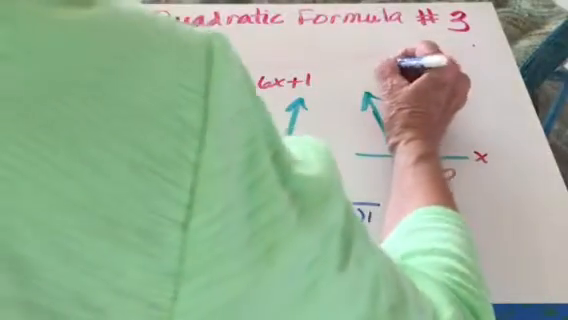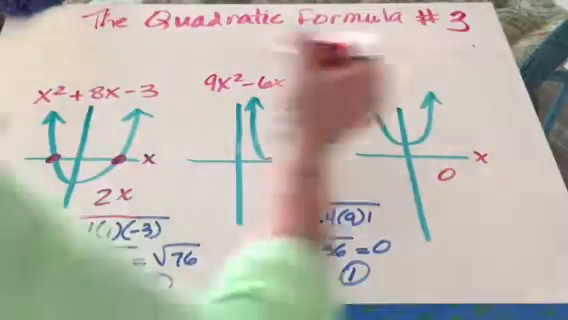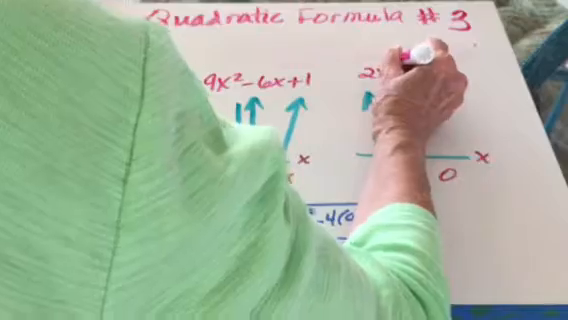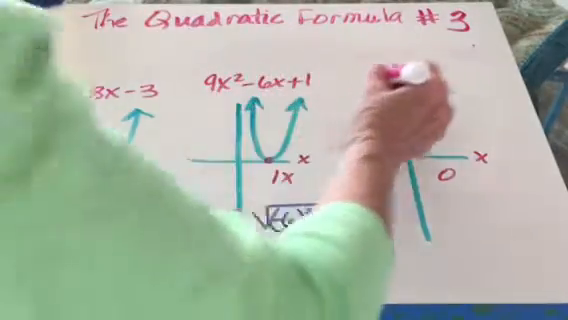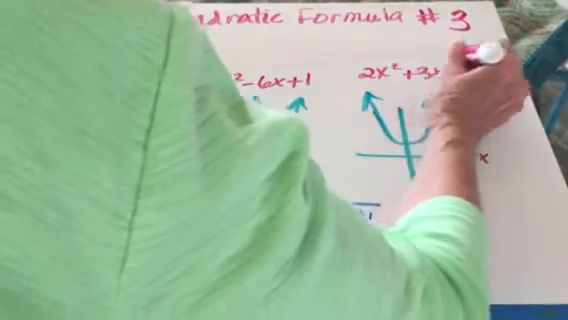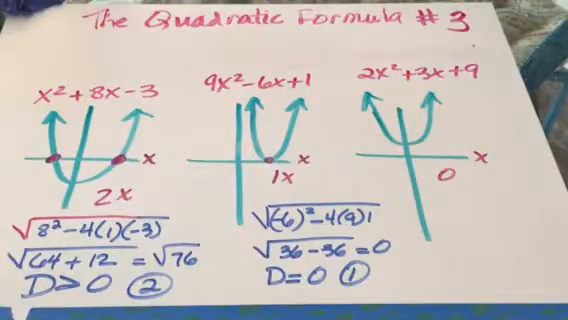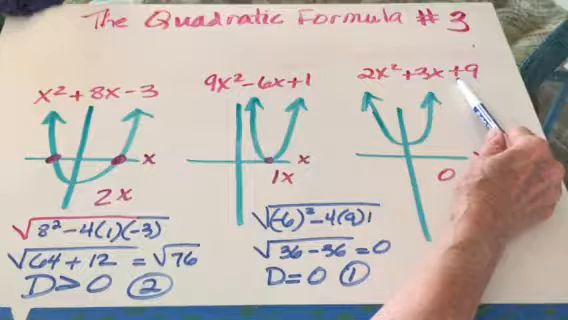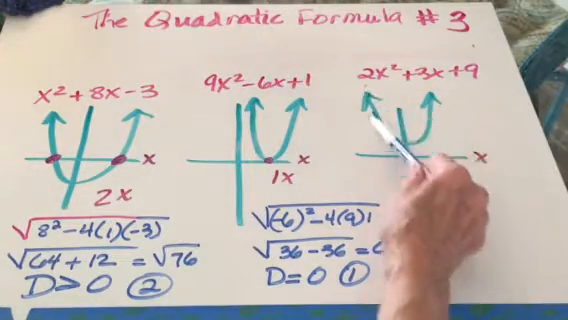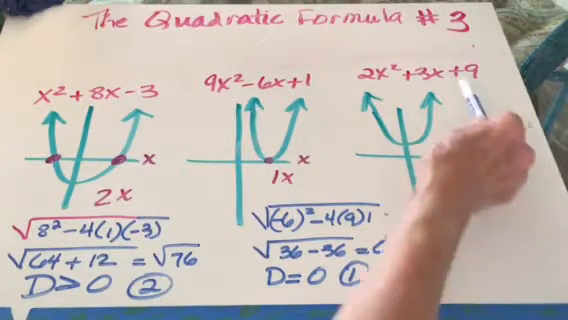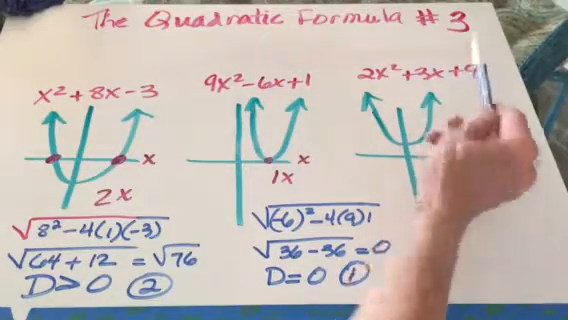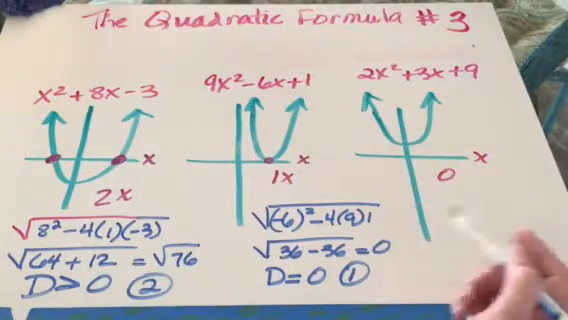2x squared plus 3x plus 9. Guys, when you see plus 9, that should make you remember that it's not going to hit the x-axis anyway, because it's going to be way up on the graph, plus 9. But in any case, let's figure it out.